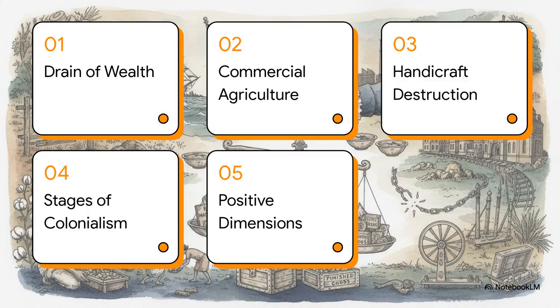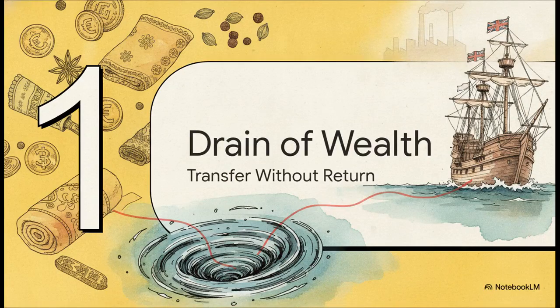So here's our roadmap. First, the drain of wealth. Second, commercializing Indian agriculture. Third, the destruction of handicraft industries. Fourth, the 3 stages of colonialism. And fifth, the unintended positive dimensions. All right, let's jump right into section 1, the drain of wealth, or transfer without return.